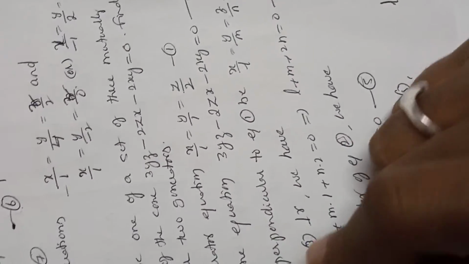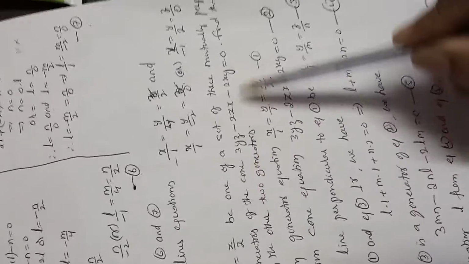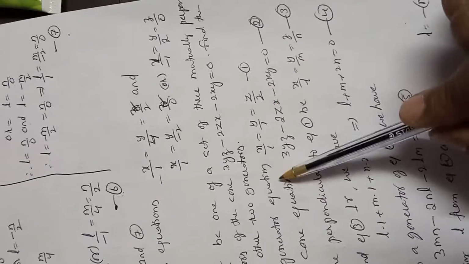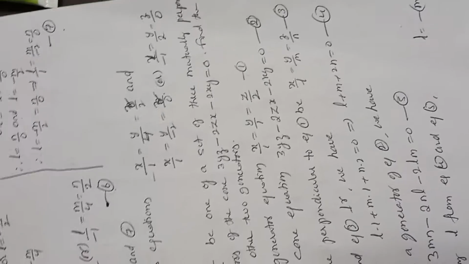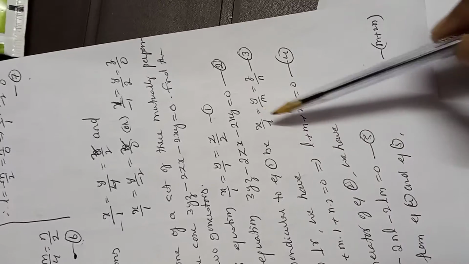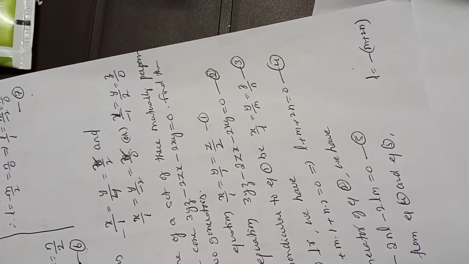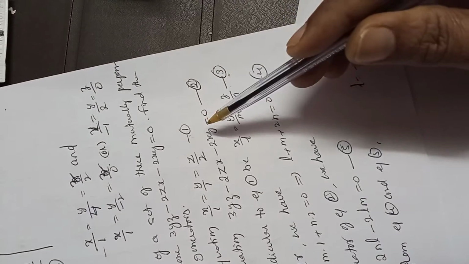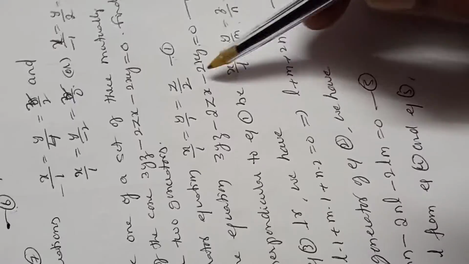Next problem: if x by 1 is equal to y by 1 is equal to z by 2 be one of the set of three mutually perpendicular generators of the cone, find the equations of the other two generators. Same as previous procedure. We are writing the equation of one of the generators of the given cone. We don't know the other two generators. Let one equation be x by L is equal to y by M is equal to z by N. Now those three mutually perpendicular generators, that means this is mutually perpendicular to this line, and this is a generator of the cone. That's why this line lies on this cone, right? Now that means it satisfies this equation.